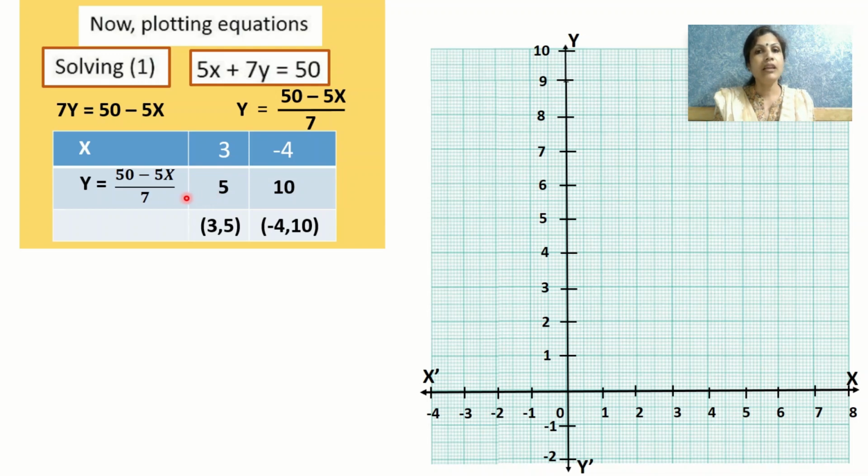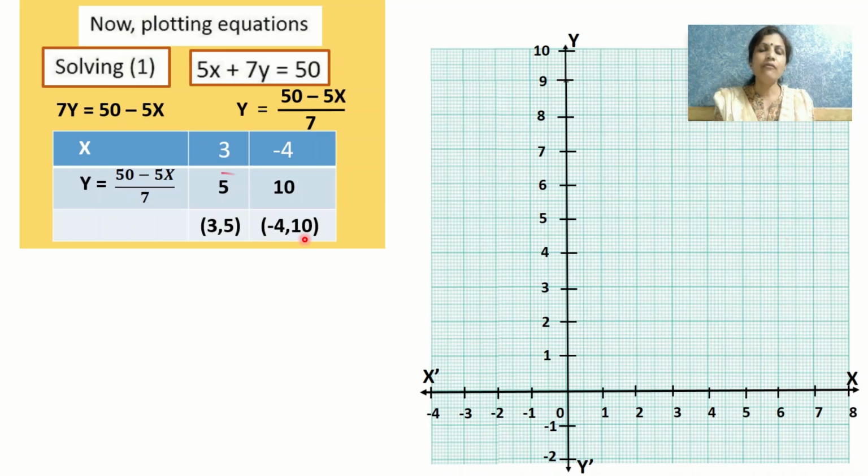Alright. Then if we substitute x is equal to minus 4, then what do we get? Y is equal to 50 minus 5 into minus 4 is minus 20. Minus minus will become plus. So you get 50 plus 20, that is 70 upon 7, and 70 upon 7 is 10. So we get two coordinates, that is 3, 5 and -4, 10.